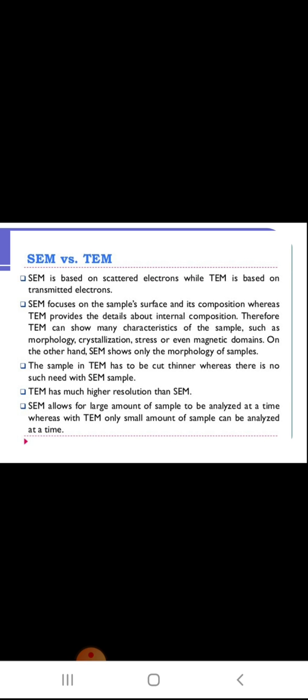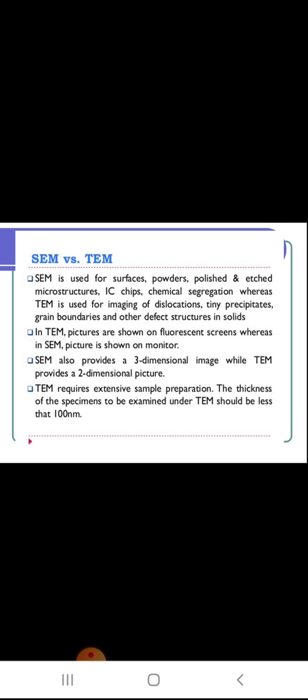The sample in TEM has to be cut thinner, whereas there is no such need with SEM samples. TEM has much higher resolution than SEM. SEM allows a large amount of samples to be analyzed at a time, whereas only a small amount of sample can be analyzed at a time in TEM. SEM is used for surfaces, powders, polished or etched microstructures, IC chips, chemical segregation, whereas TEM is used for imaging of dislocations, tiny precipitates, grain boundaries and other defined structures in solids.